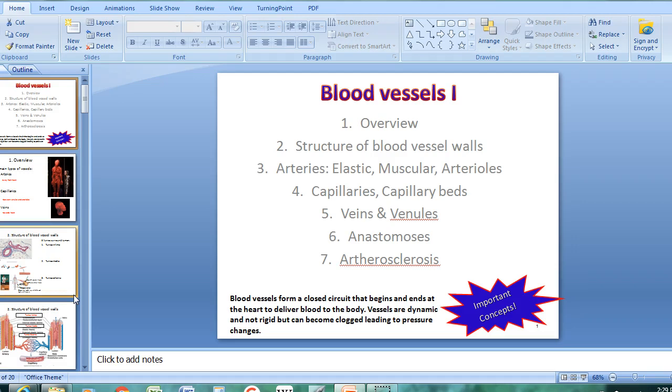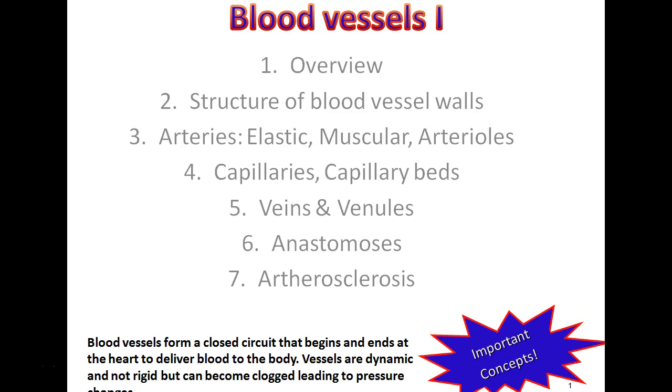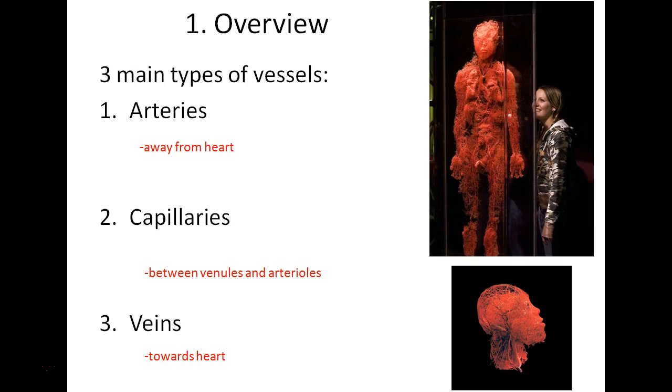At this point, we're touching on blood vessels. We've already discussed the blood that those vessels carry, and we've already discussed the heart that pumps around that blood. So here we see how blood vessels form a closed circuit. And we're going to go over arteries and veins and some other related items.